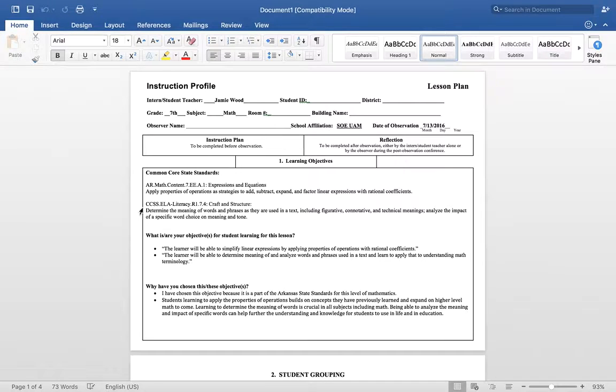My objectives for the student learning during this lesson will be that the learner will be able to simplify linear expressions by applying properties of operations with the rational coefficients, and the learner will also be able to determine meaning of and analyze words, phrases used in a text, and learn to apply that to understanding the math terminology.